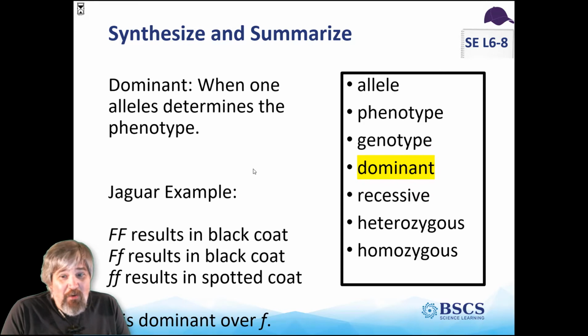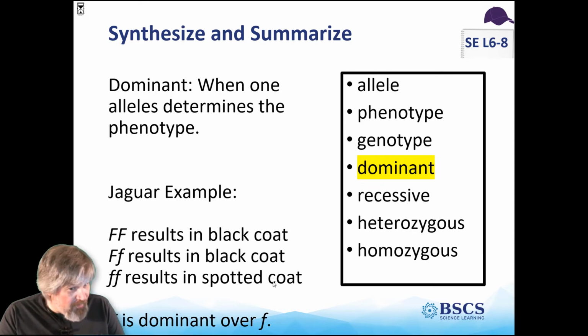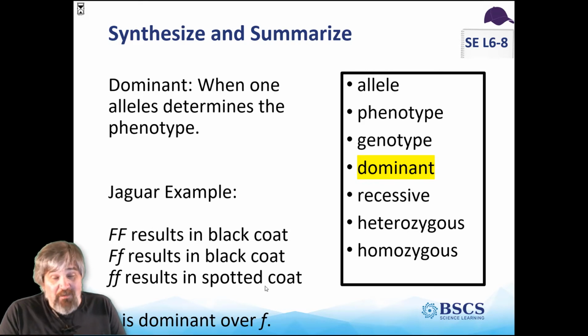Dominant. Now the term dominant means that there's one allele that determines the phenotype, regardless of what the other allele codes for, what it looks like. In the jaguar, if you have this combination of big F, you have a black coat. Big F also results in a black coat. Little f results in a spotted coat. Therefore, big F is dominant over little f.